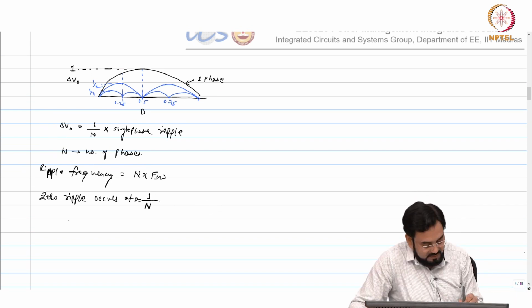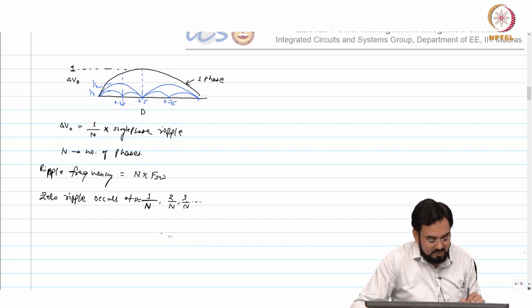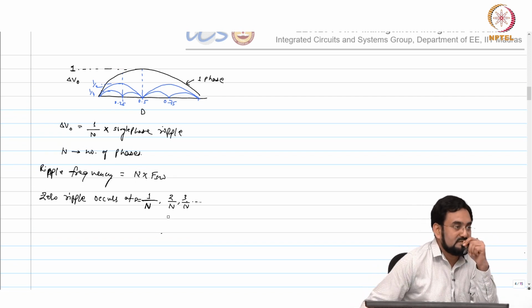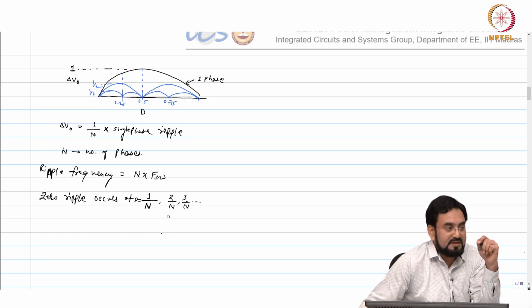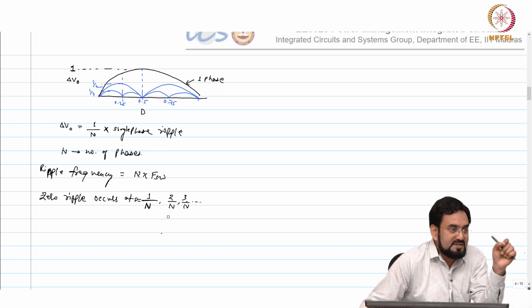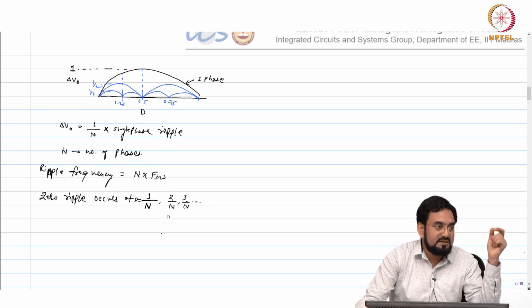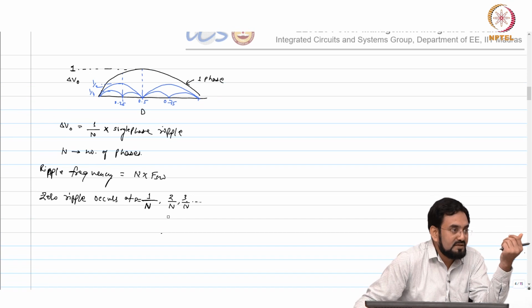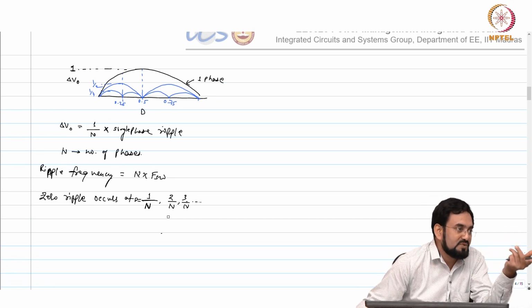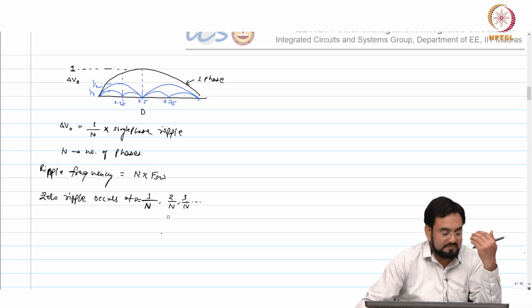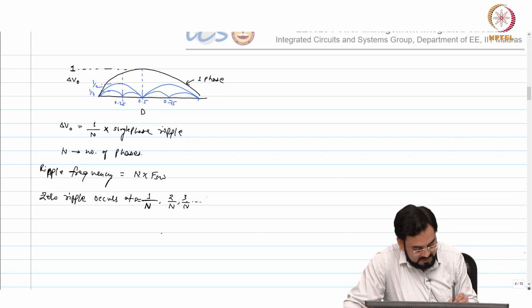So 1 over n, 2 over n, so 0.5. So the number of 0 points will be n minus 1. Okay, and your duty cycle at which it will go 0 will be 1 over n and 2 over n until n minus 1 over n. Okay, so this will be n minus 1 over n.